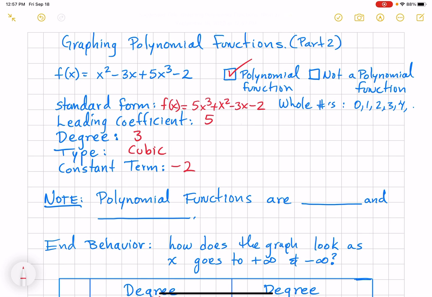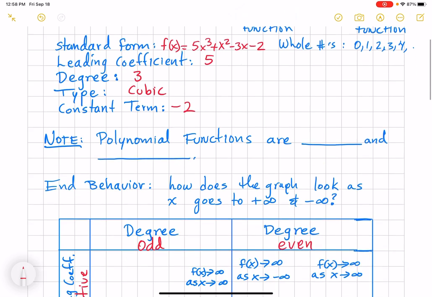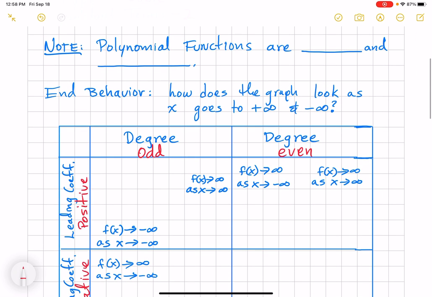This is a little review from what we did in the first part of this section on how to graph polynomial functions. Please stop the video and write this in your notes at your own pace, but make sure you have it in your notes. Today's lesson is going to be about how to actually graph them.